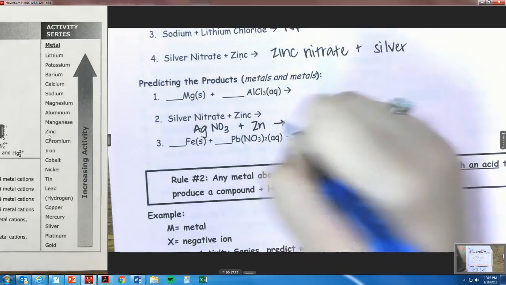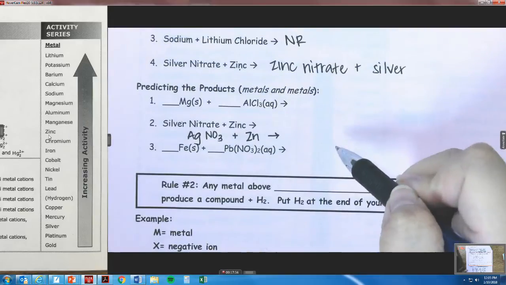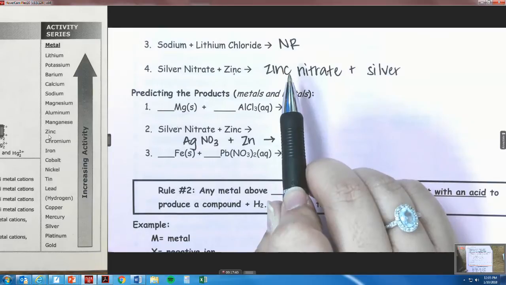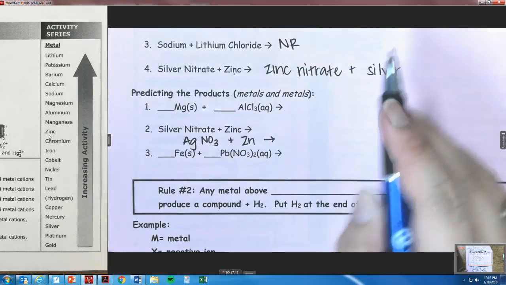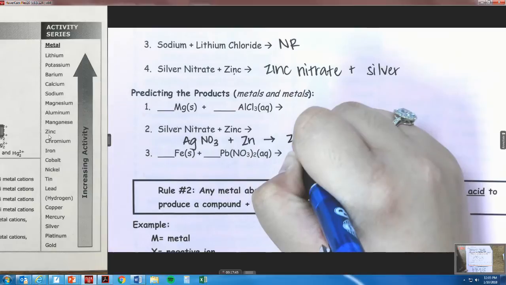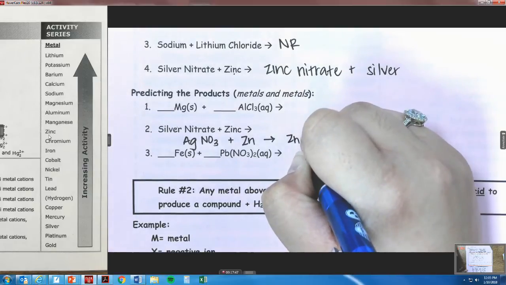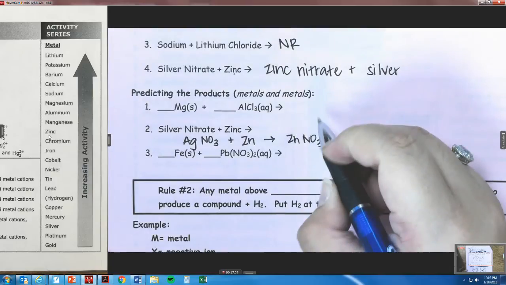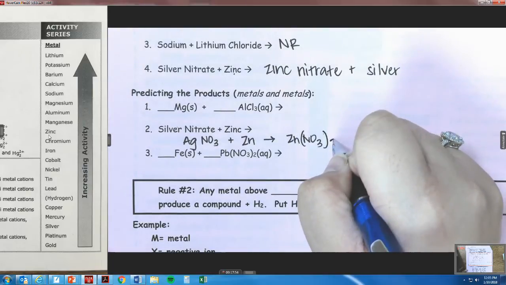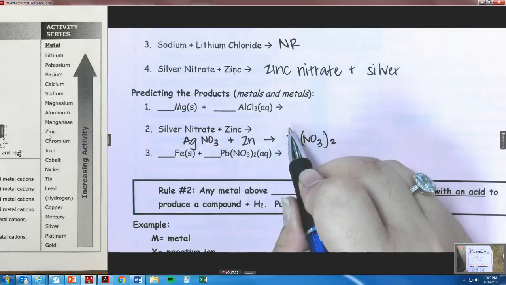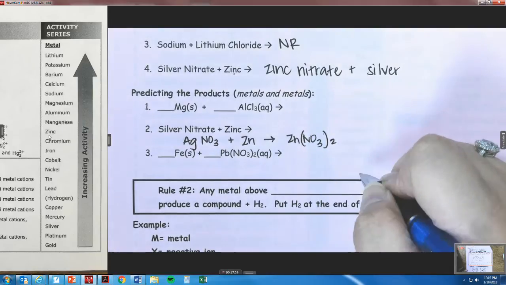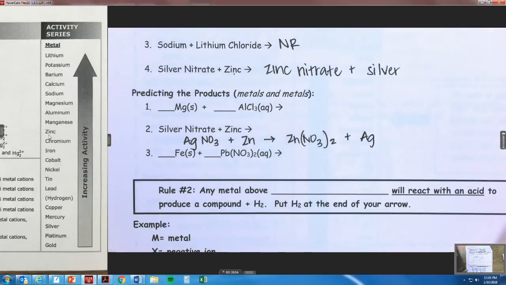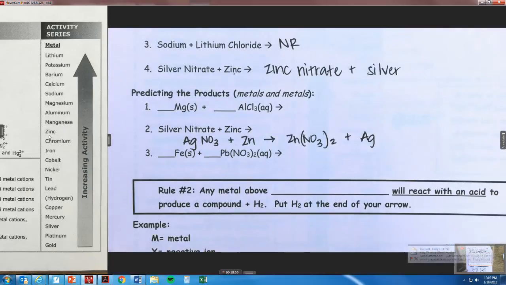And that's going to yield what? Well, we already know what our products is. We wrote it up here. So zinc nitrate plus silver. So zinc nitrate, Zn, and then nitrate is NO3. Well, zinc has a charge of positive 2, so we're going to need parentheses so we can bring that charge down and become a subscript for nitrate. And then our last one, we have silver. Okay, so that's going to be our products.